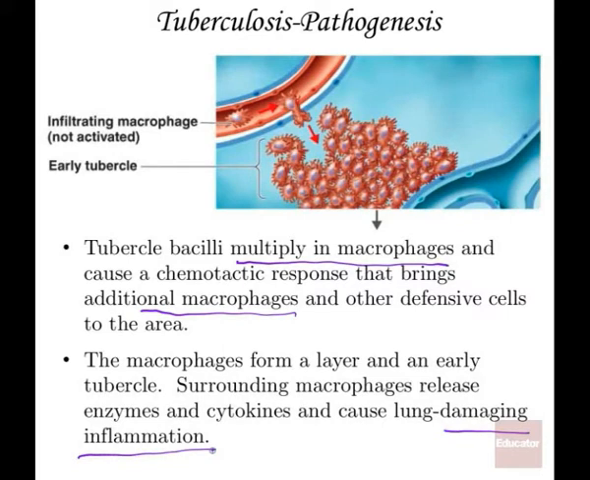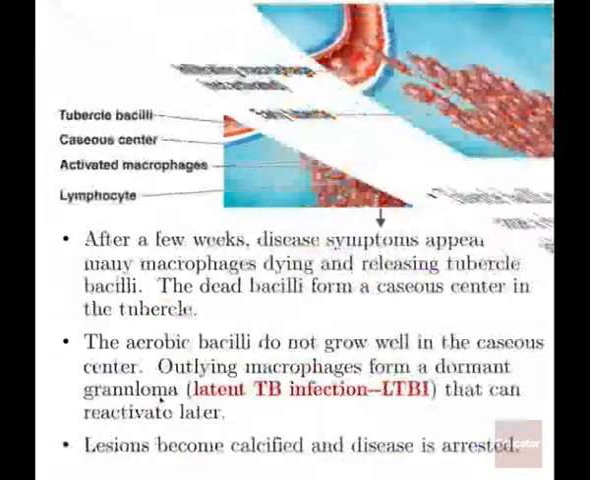And these macrophages actually can form a layer, and they can form what's called an early tubercle. And of course, they release cytokines and other inflammatory factors. And at this stage, you can also see the appearance of this sort of opaque area, I guess, so to speak, in the lungs if you were to do an X-ray.